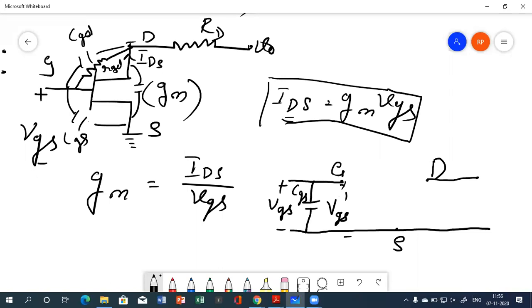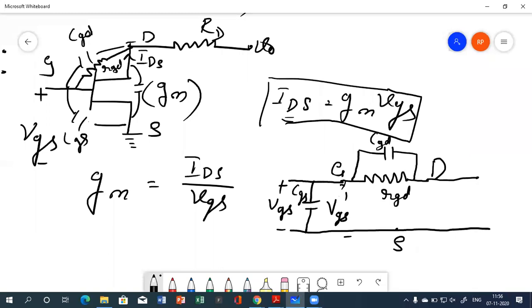So now I can draw here, between the gate terminal, we have one resistor. That resistor is nothing but RGD. And again between the gate and drain terminal, we have one capacitor and I call it CGD. So these are the internal resistors and capacitors between gate and drain.